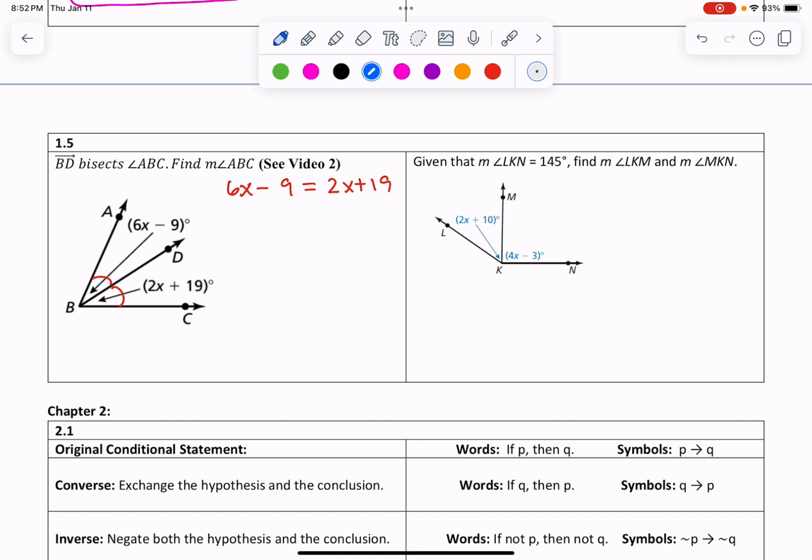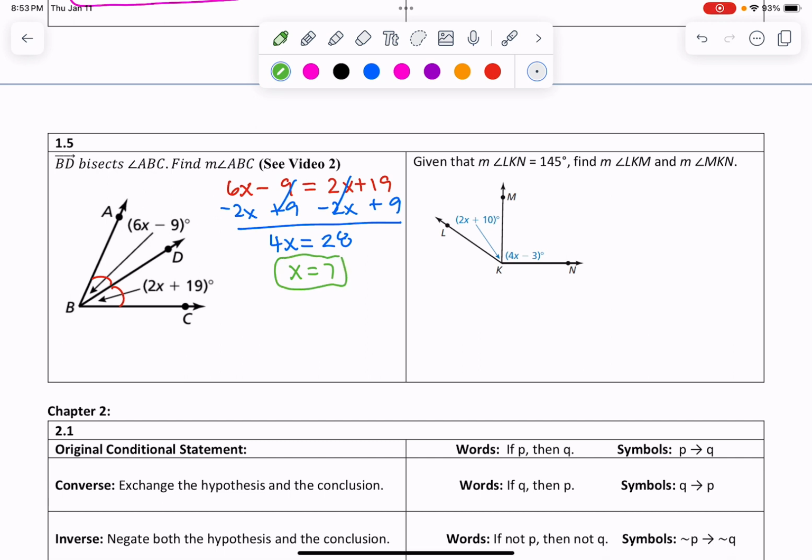To solve my equation, I'm going to subtract the 2x from both sides and at the same time add the 9 to the 19. That's going to give me 4x is equal to 28. And so we get that our x is equal to 7.